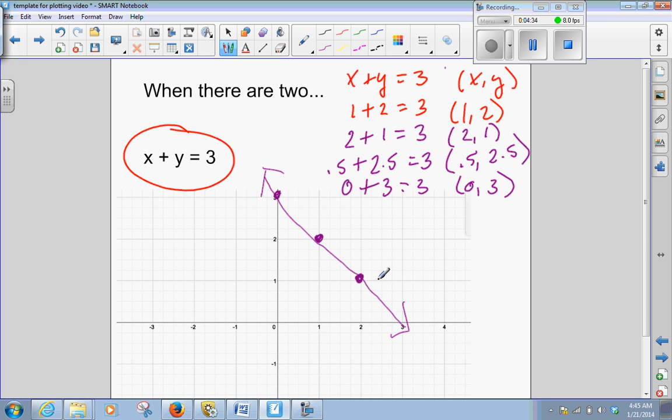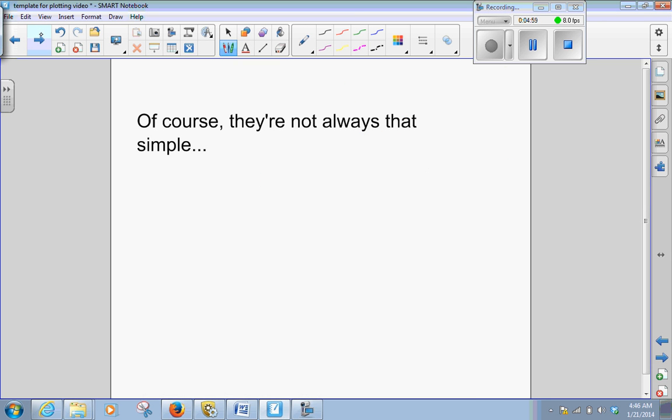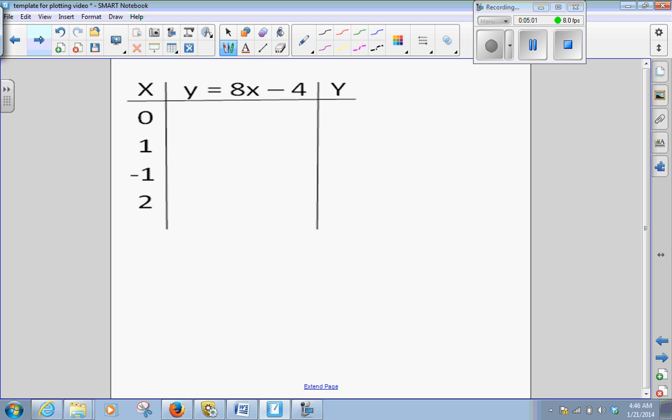So I'm putting the arrows on either end to represent the fact that technically down here there's a lot more points on this line, and up here there are a lot more points going in that direction. Now this is a fairly easy equation to find solutions to. Usually most teachers will require you to find at least 3 solutions and then just connect the dots in order to be able to graph it. And this one was pretty easy. Now, they're not always going to be that easy, of course.